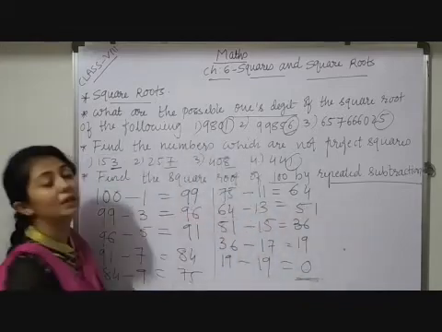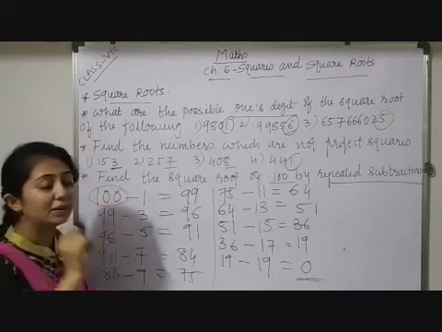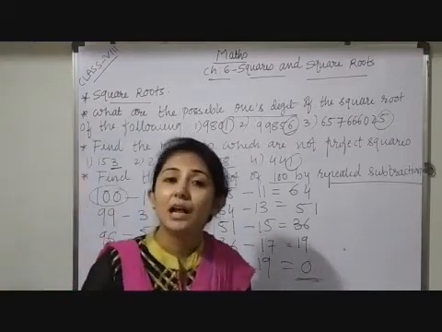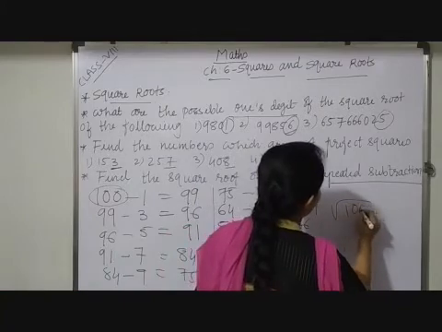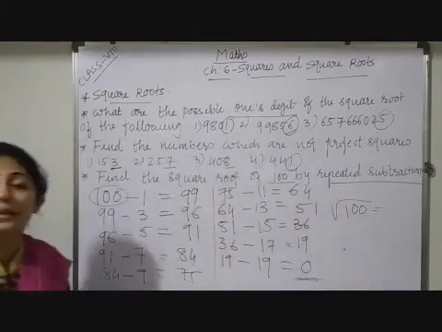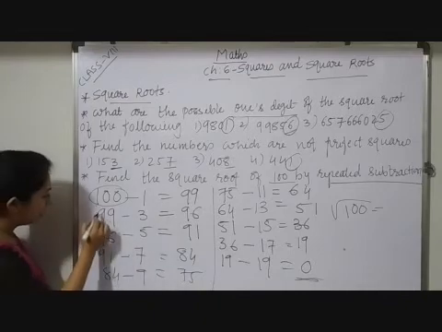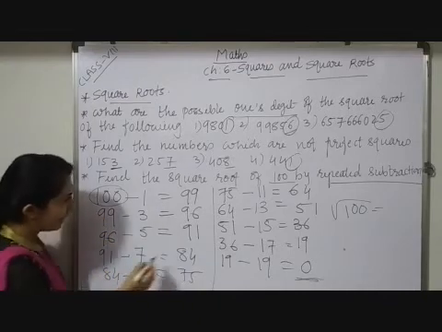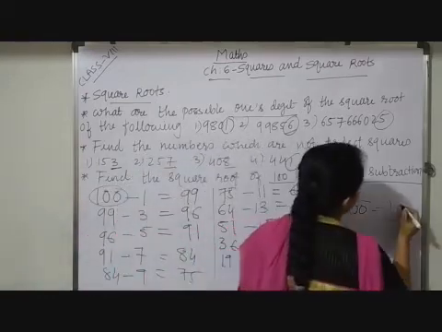Here observe, the remainder is 0. So here 100 is a perfect square number. Now here I have to find out its root. So the root of 100 equals, now see how many repeated subtractions we performed. That is 1, 2, 3, 4, 5, 6, 7, 8, 9 and 10. So the root of 100 is 10.